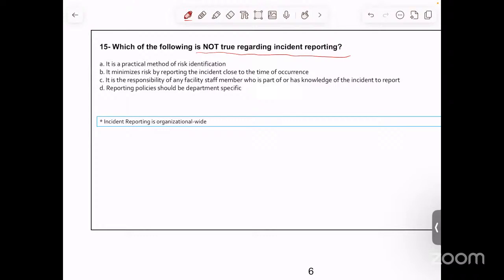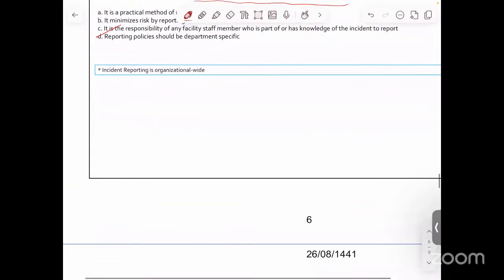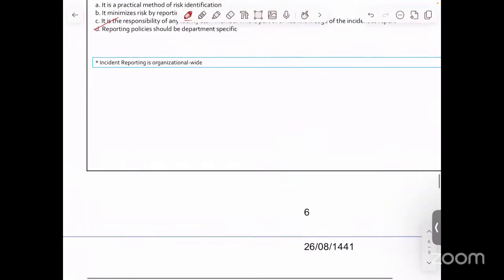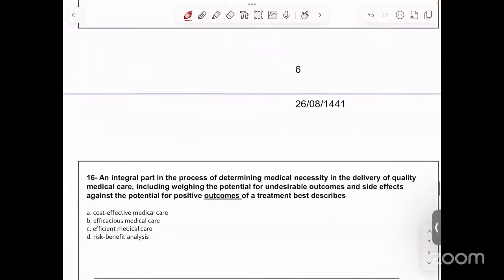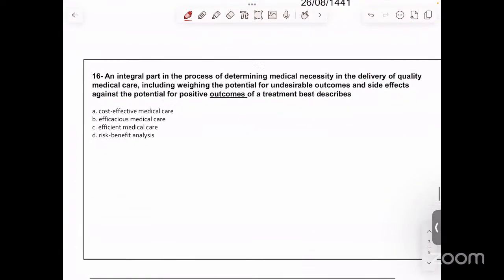What about letter D? Reporting policy should be department specific. Is this true or false? False. So this is the answer, letter D, because this is not true regarding incident reporting. Okay, very good, Radha. Because incident reporting is organization-wide, not department specific.